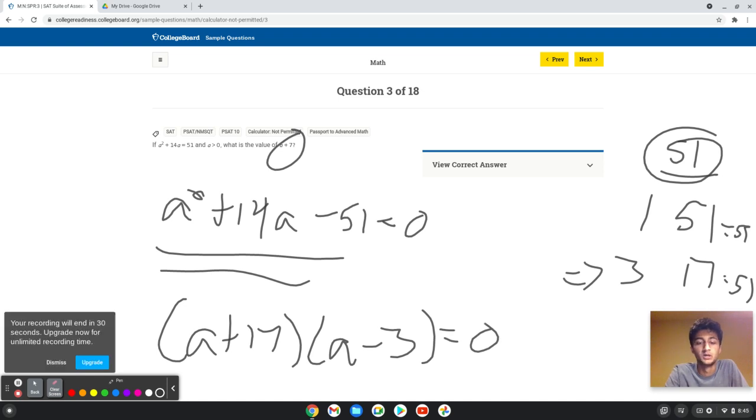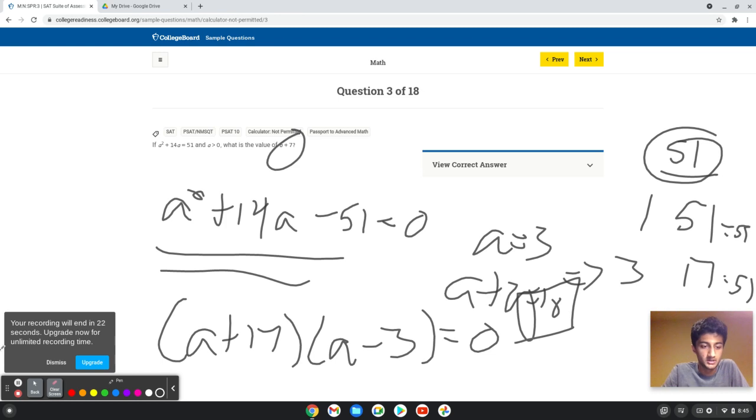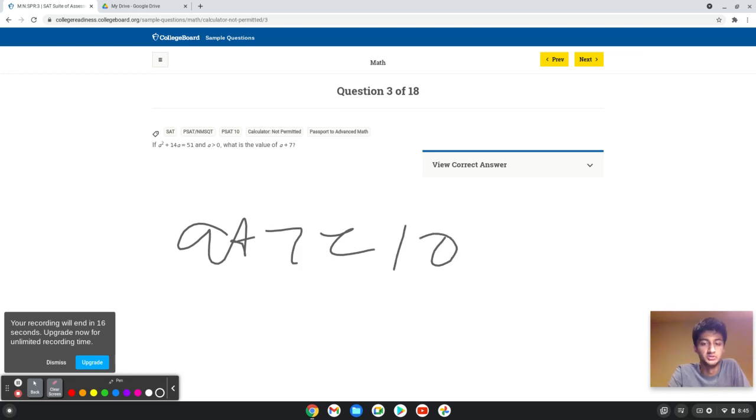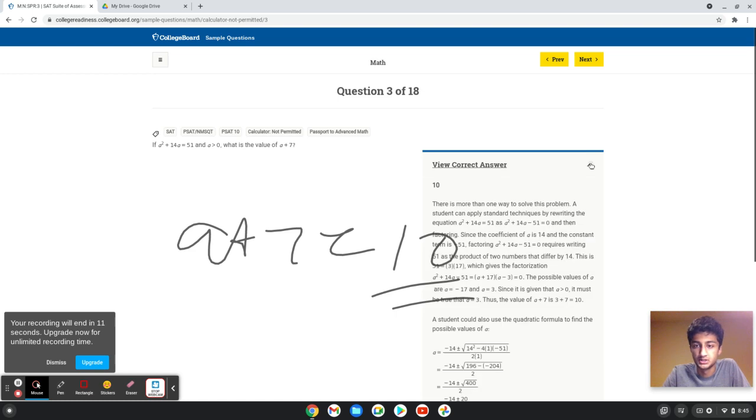And you can deduce from here that a will be equal to 3 and a plus 7 will be equal to 10. Sorry, that was really messy, but that should be the answer you get. Again, a plus 7 is equal to 10. Heading back now, let's check the answer. Yep, so the answer is going to be 10.